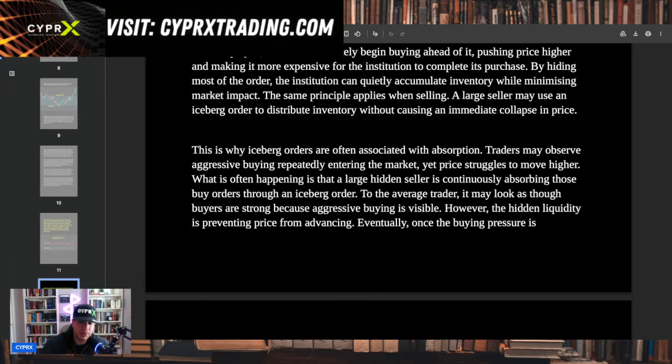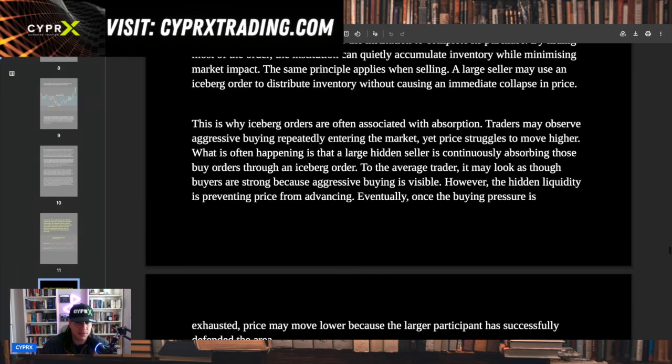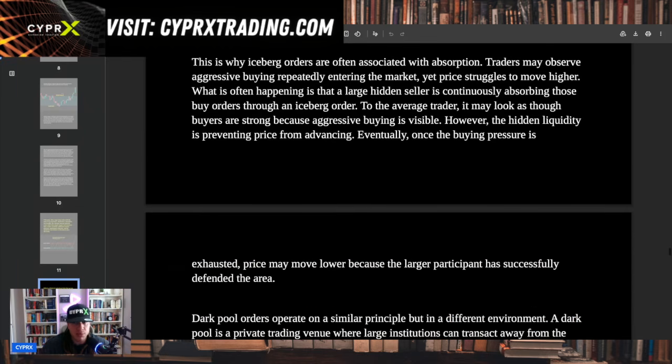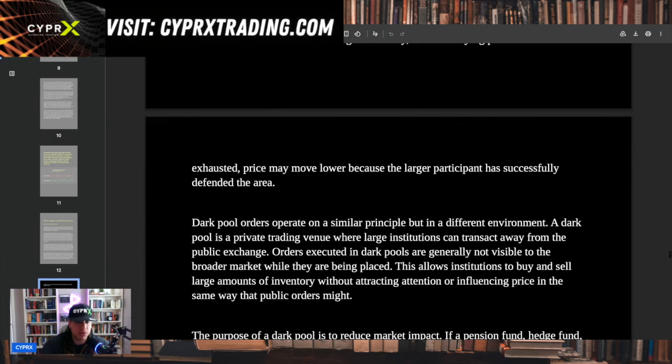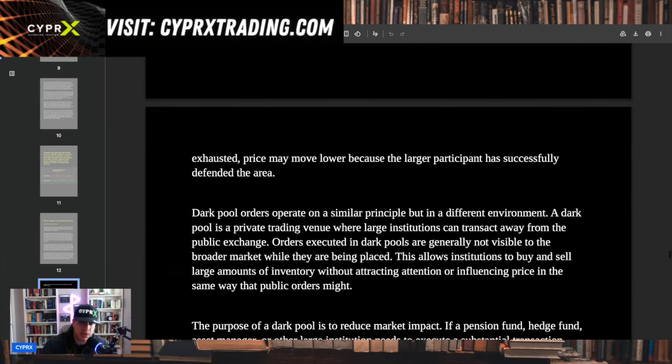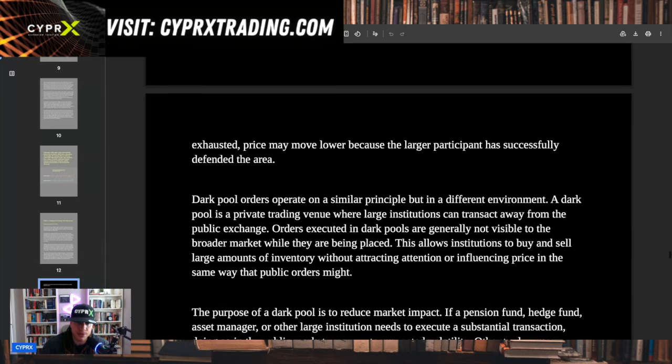What is often happening is that a large hidden seller is continuously absorbing those buy orders through an iceberg order. To the average trader, it may look as though buyers are strong because aggressive buying is visible. However, the hidden liquidity is preventing price from advancing. Eventually, once the buying pressure is exhausted, price may move lower because the larger participant has successfully defended the area.